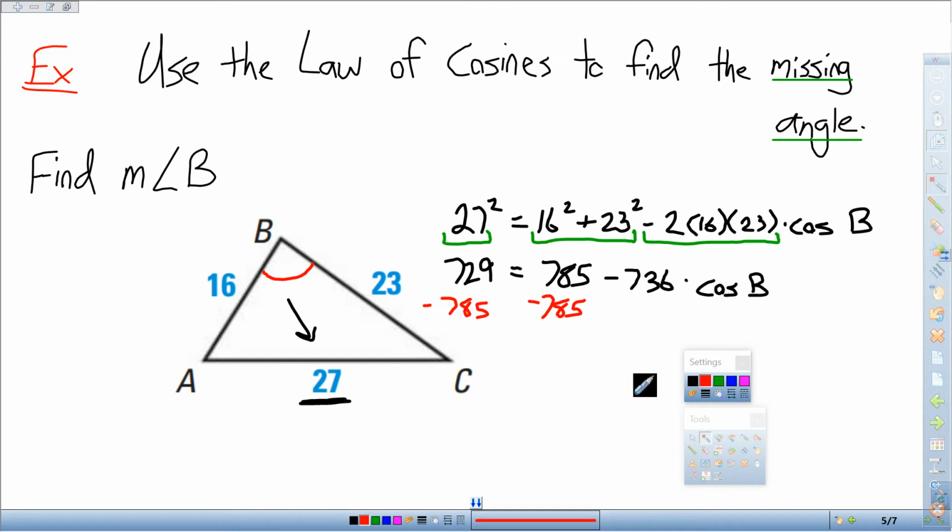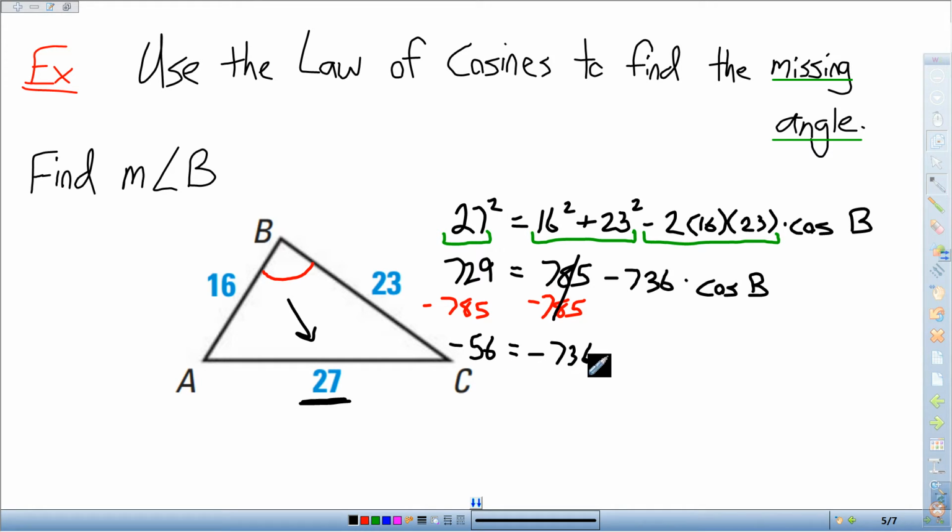This is a little weird, but grab your calculator. So 729 minus 785, we're getting a negative 56. Keep that in your calculator. Over here on the right, these are gone, and I'm just going to bring this stuff down. Feel free to pause the video if I'm going too fast. Now we can get rid of this negative 736. It's being multiplied by our variable, so we're going to get rid of it by dividing. We have to do it to both sides.